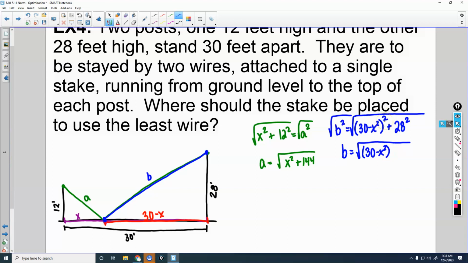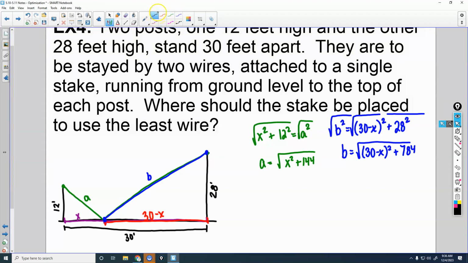Oh, that should be squared right there. Oh, wait. I put my square in the wrong spot is what I did right there. That square should be on the outside of the parentheses. So, no square on the inside. It goes on the outside. 28 squared is 784. And if we wanted, we could simplify this, but I'm going to let us use a calculator on this one because it gets ugly. So those two pieces of wire, that's my total amount of wire, right?